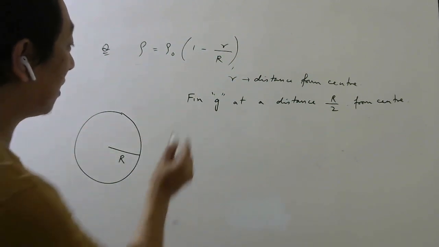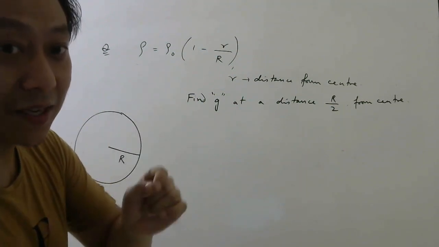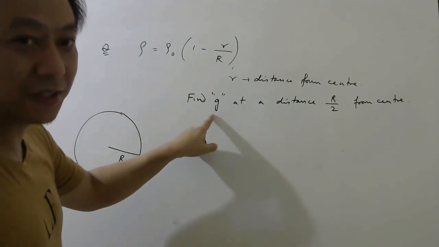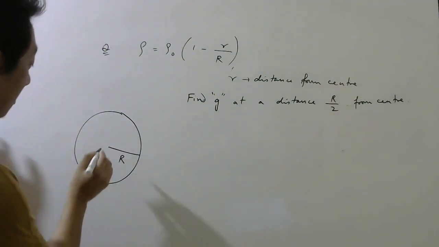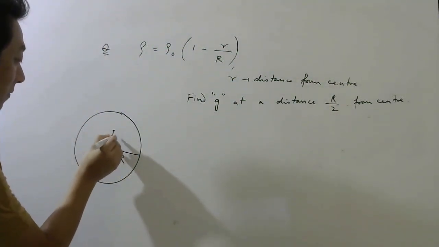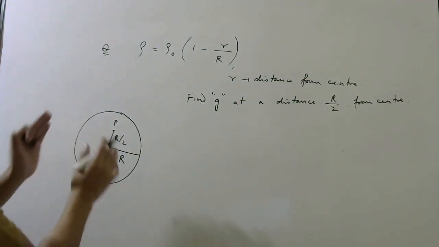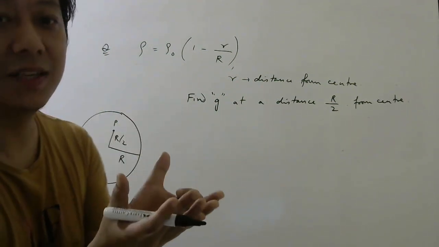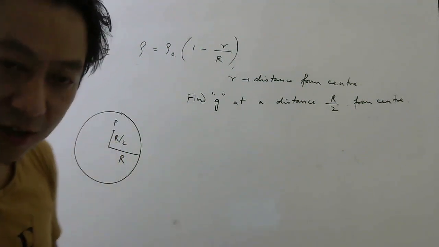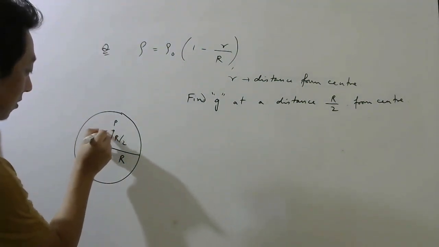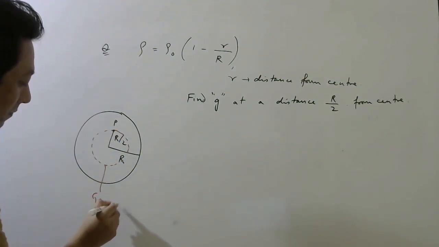Now they want to find G. Though they may say G, it is the gravitational field, remember, or acceleration due to gravity, at a distance r by 2 from the center. Somewhere here they want, at this point they want. This is very similar to the problem where they give you some spherical charge and ask for the electric field inside. What do we do? We use Gauss law. Here also the same thing. So draw a Gaussian surface. This is my Gaussian surface, right?